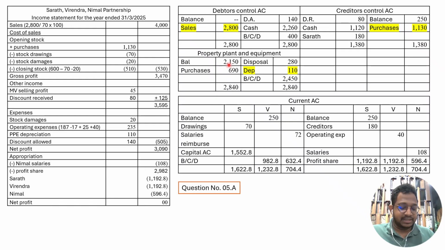And these are given as the carrying amount. And here you sold 280. So 280 here on disposal you should credit, and you are selling a 280 carrying amount motor vehicle for 325. So from that you are getting a profit. So that motor vehicle selling profit you should add to the other income.